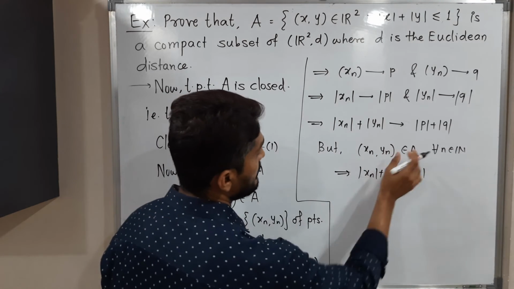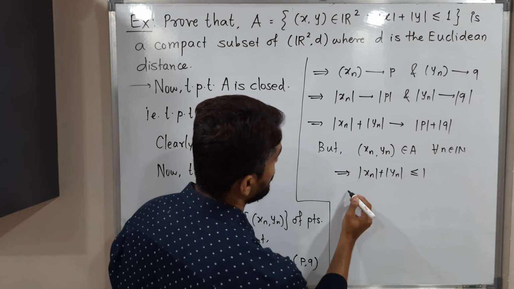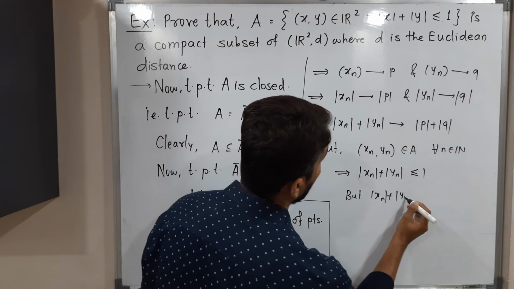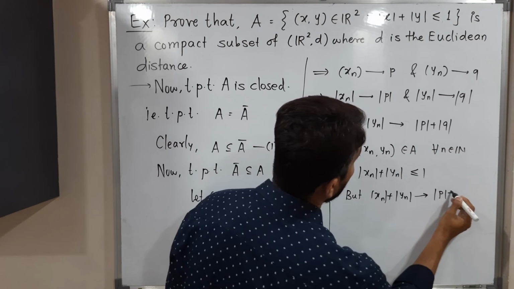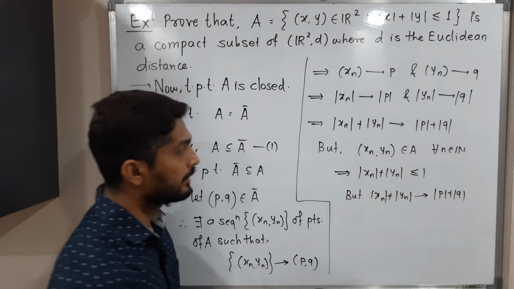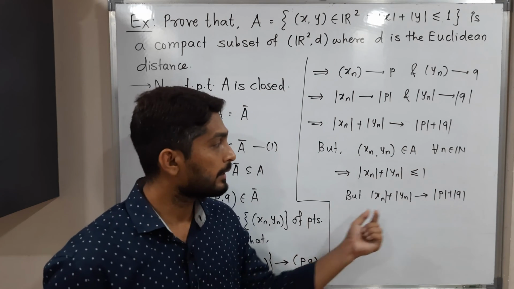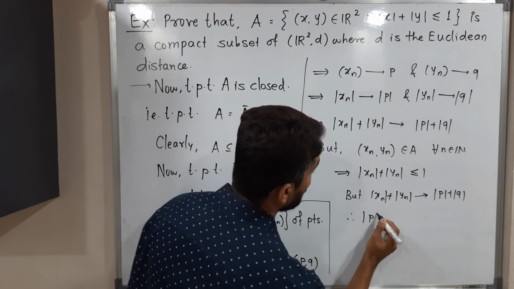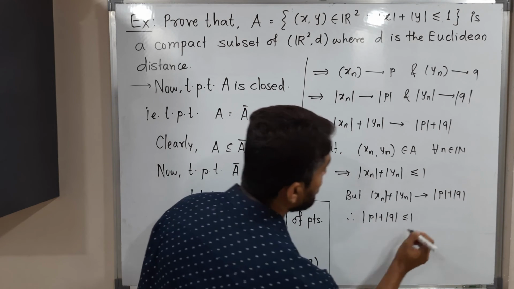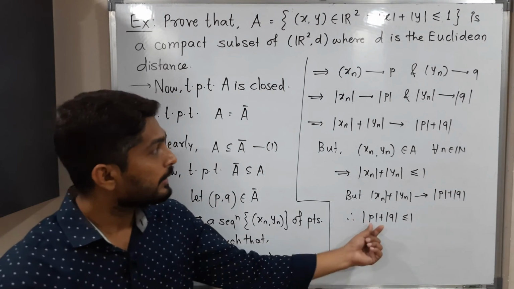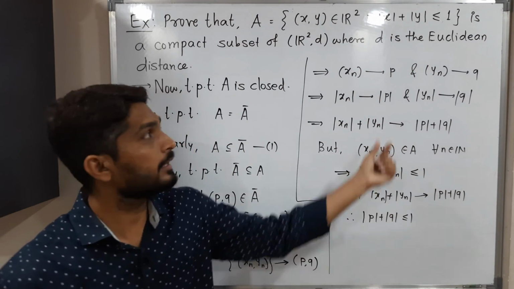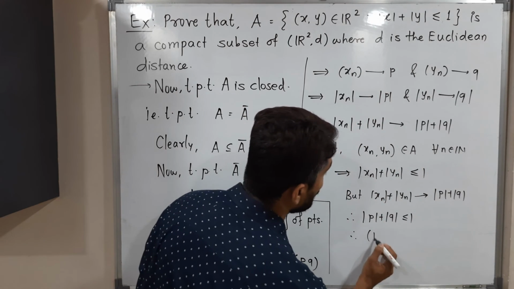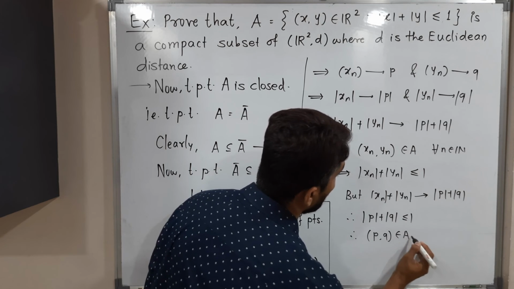Since it is an element of A, it will obviously satisfy the definition of A. But the second thing is that mod xn plus mod yn converges to mod p plus mod q. If this is less than or equal to 1, then the point where it converges is also less than or equal to 1. So mod p plus mod q is also less than or equal to 1. So the condition is satisfied again. So (p, q) satisfies the condition of A, and therefore (p, q) is an element of A.